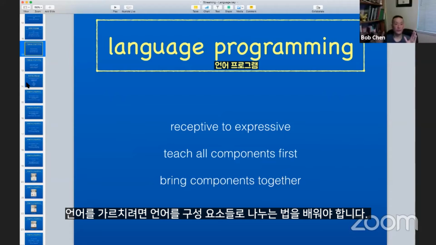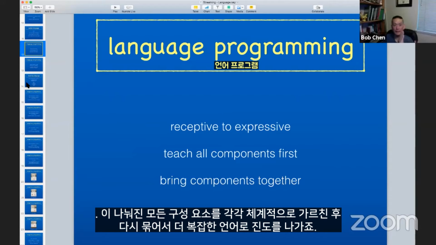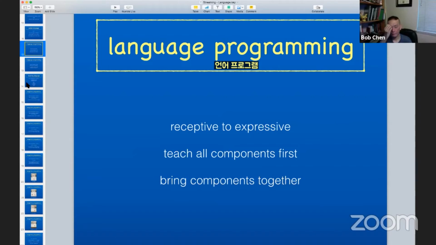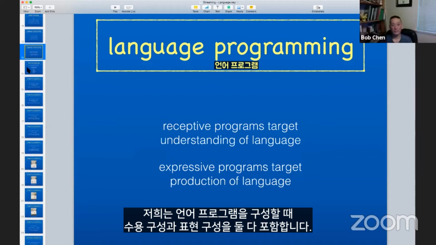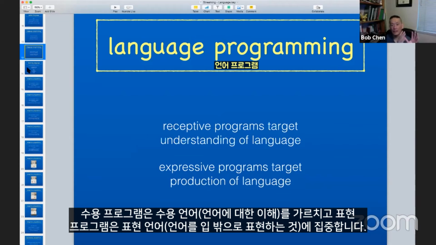What we learn to do is break down all of language into component pieces and systematically teach all of those pieces. Then when they learn each component piece, we bring those together to tie it into more complex language. When we structure our programming, it has a receptive component and an expressive component. The receptive component targets receptive language, which is the understanding of language. The expressive programs target expressive language, which is about the production of that language.